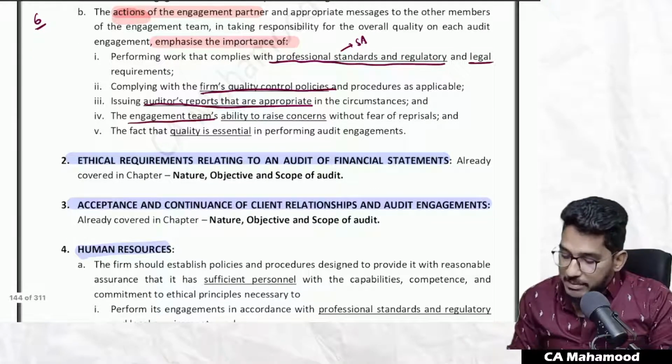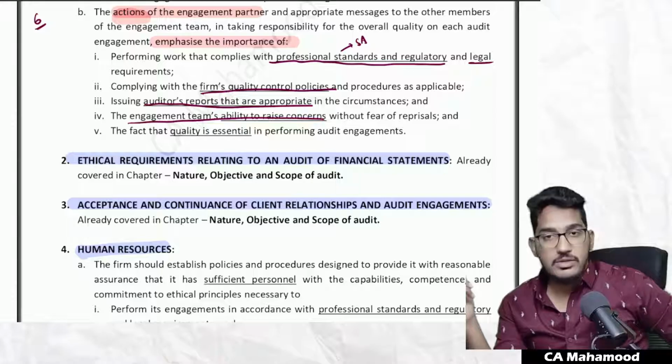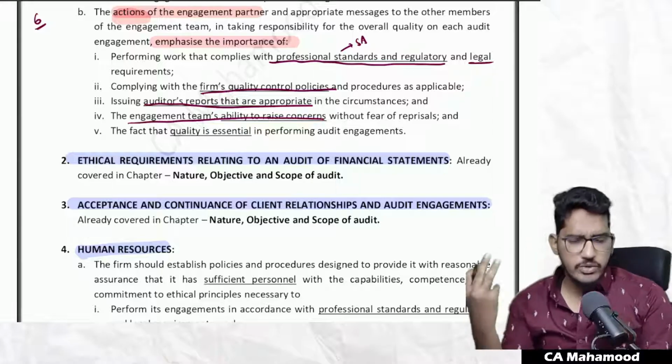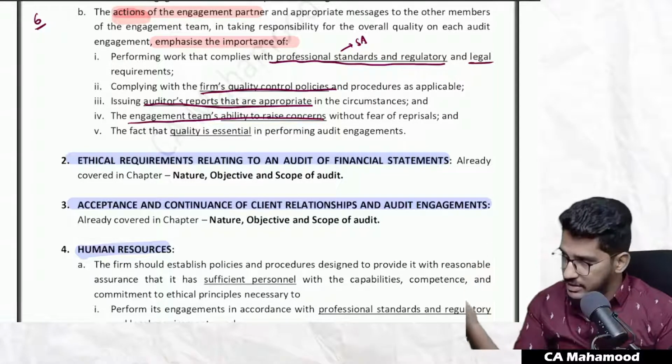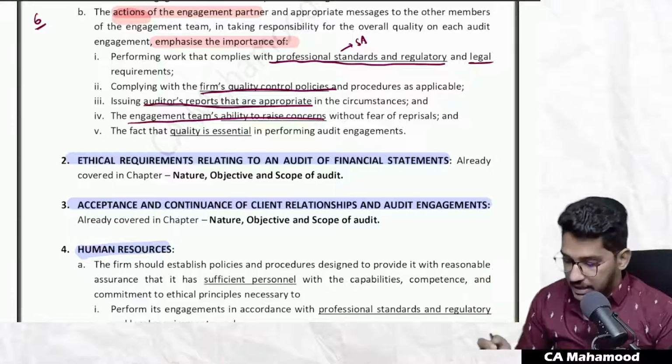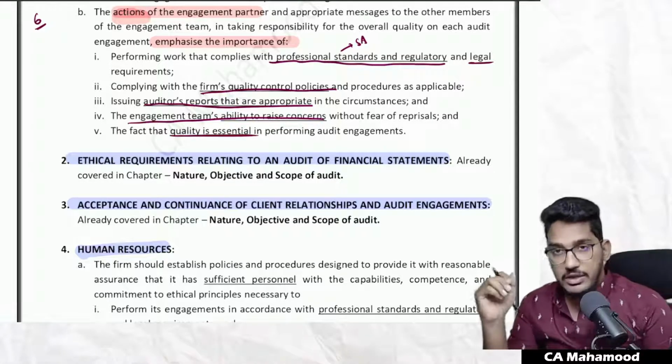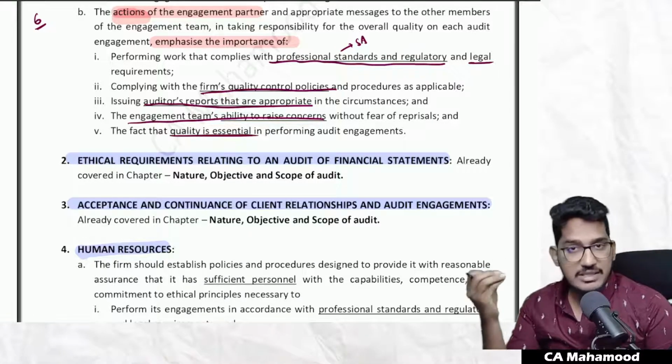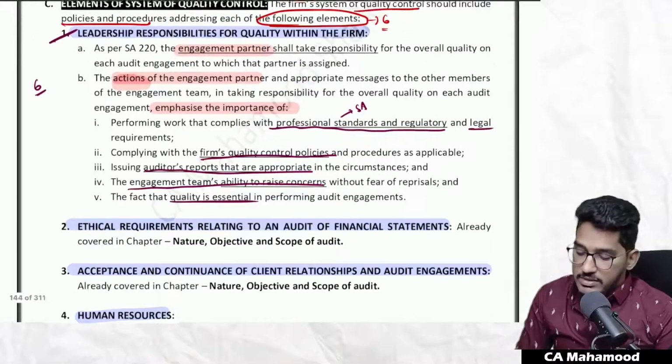The engagement team's ability to raise concerns without fear of reprisal. So as I have told, being a leader, you should create such a good environment where if anybody is having any concerns, they should come forward and tell you. And also highlight the fact that quality is essential in the audit assignments. So what is the summary of this point?